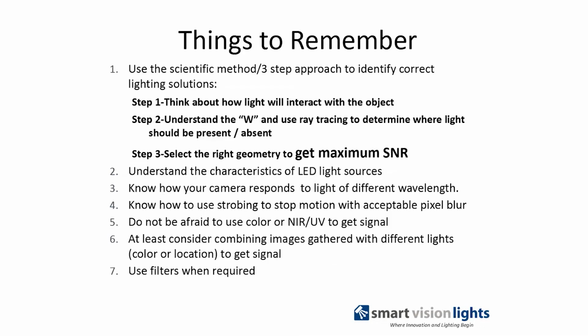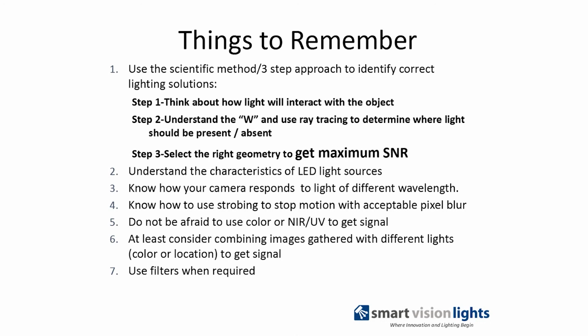So things to remember about this: use the scientific method, a three-step approach to identify correct lighting solutions. Think about how the light will interact with the object. Understand the W as we defined for you in ray tracing to determine where the light should be present and absent. Select the right light and geometry to get the maximum signal-to-noise ratio to bring out the features you want for your inspection.